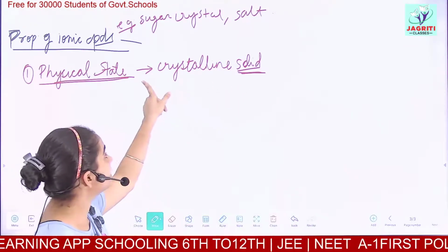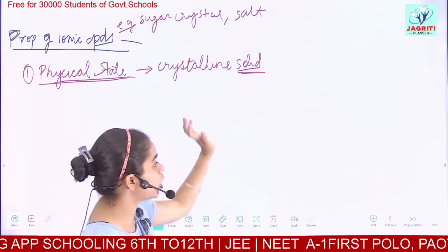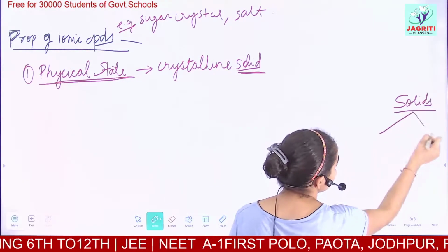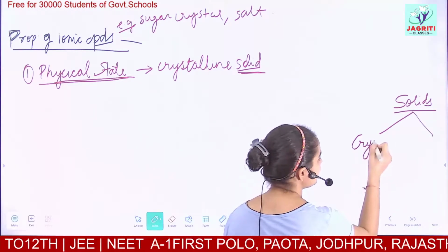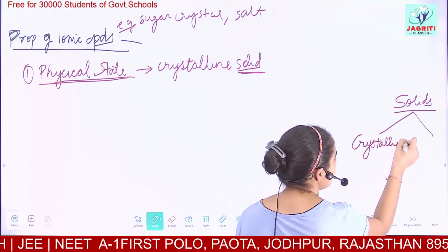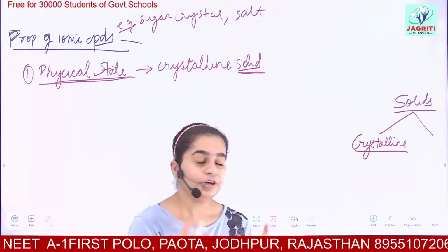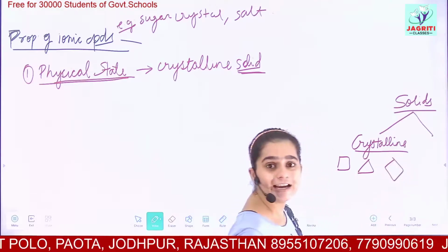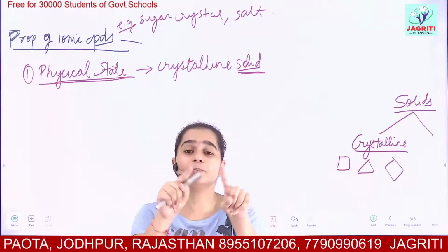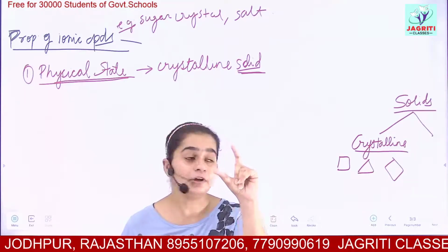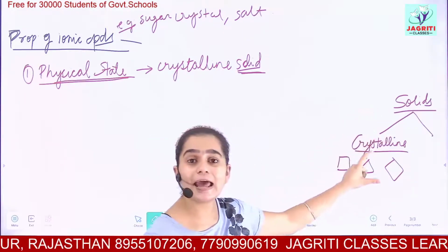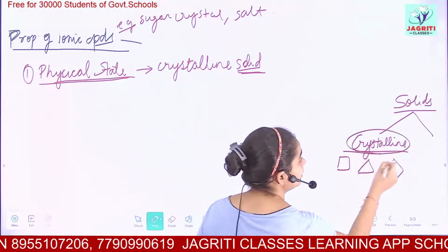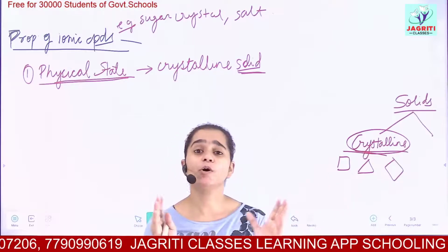I have added the word crystalline because solids can be of two types. They can be crystalline. Crystalline means they have a particular shape. They may be square, triangle, rhombus or kite shape, but they have distinct boundaries and a distinct shape. So the solids which have a definite, fixed shape are called crystalline. That is, they are in the form of crystals.